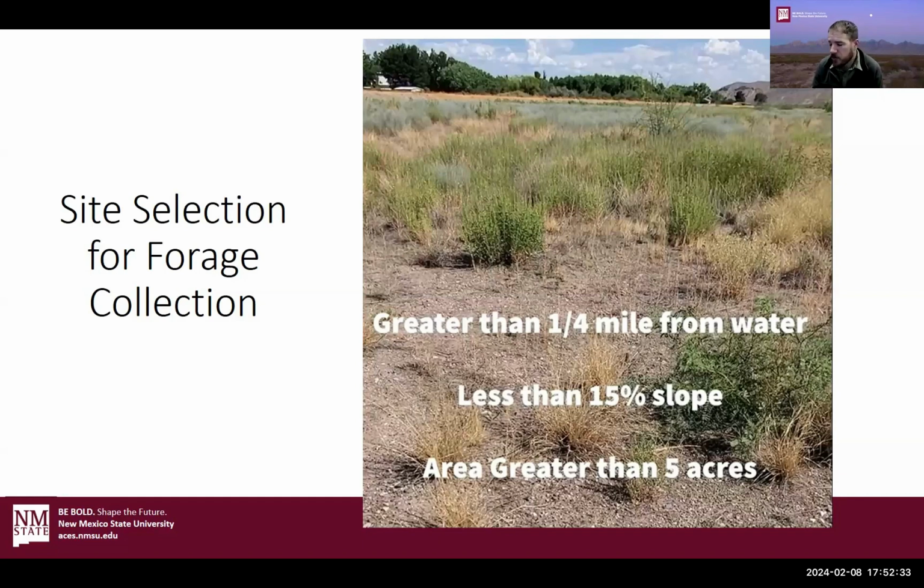Don't take samples from small areas. If you've only got a backyard pasture, that's not going to be representative of, say, a pasture greater than 5 acres. I would say 20 to thousands of acres is more appropriate for using the stocking rate equation, because in reality, we're going pounds of forage per acre. And so we're trying to get how many animals we can run on that acreage.